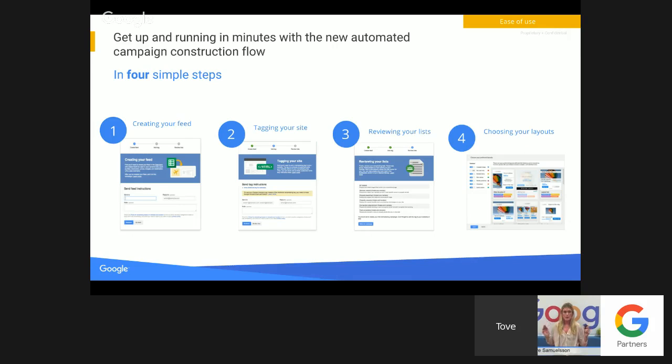First of all, you want your focus to be on creativity and results and not complexity. So we have rolled out a new streamlined campaign creation process to make this even simpler. We're taking the 50 steps that are needed to set up these campaigns and dropping them to 4 in this new streamlined workflow. First you create a feed, then you tag your site, then review your list, and then you just choose your layout, and you're pretty much set to go.